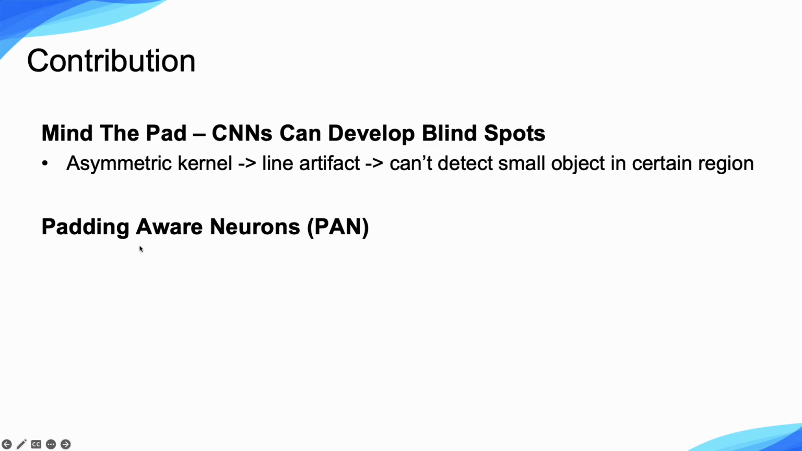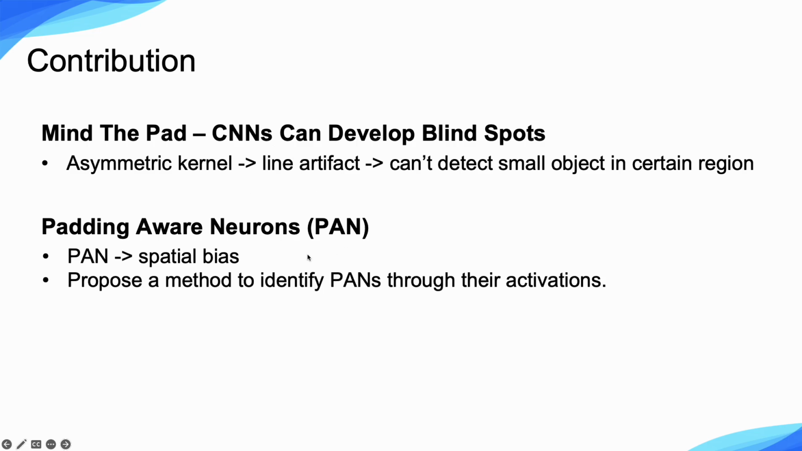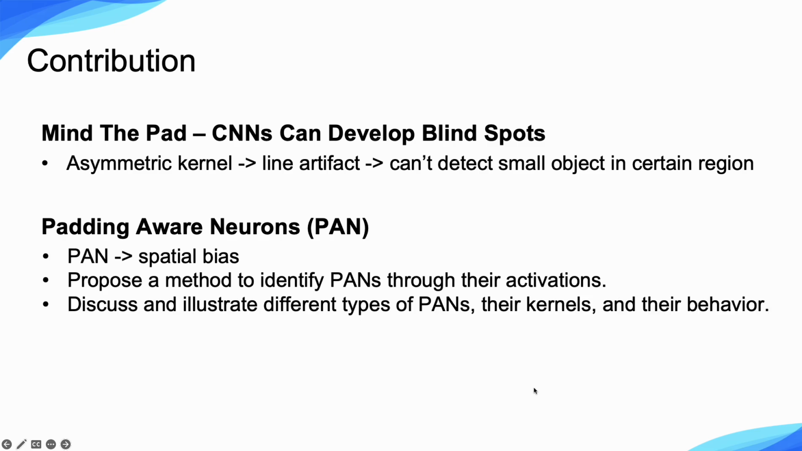Today's topic is pattern-aware neurons. In this paper, PAN is shown to introduce spatial bias to the model. The concept of PAN is similar to that of the asymmetry kernel in the previous paper, and the spatial bias is equivalent to the light artifact. This work makes several contributions. First, they propose a method to identify PANs through their activations. Second, they discuss and illustrate different types of PAN, their kernels, and their behavior. And third, they analyze their impact on the model.